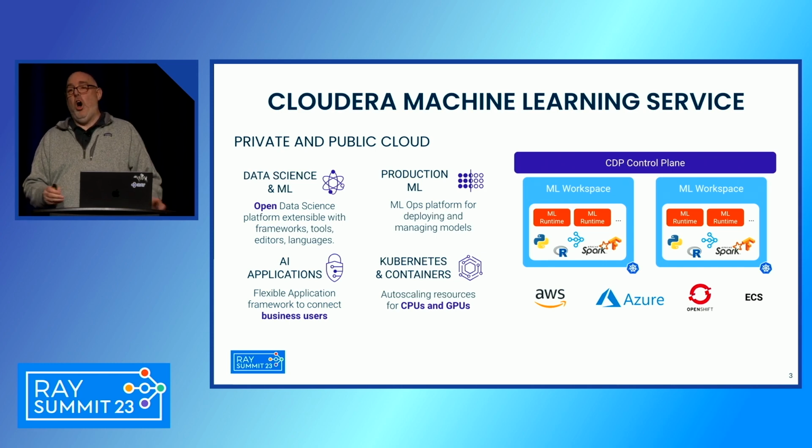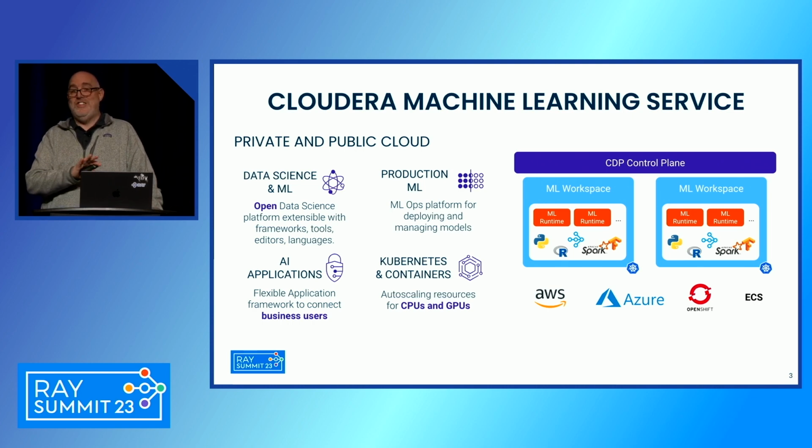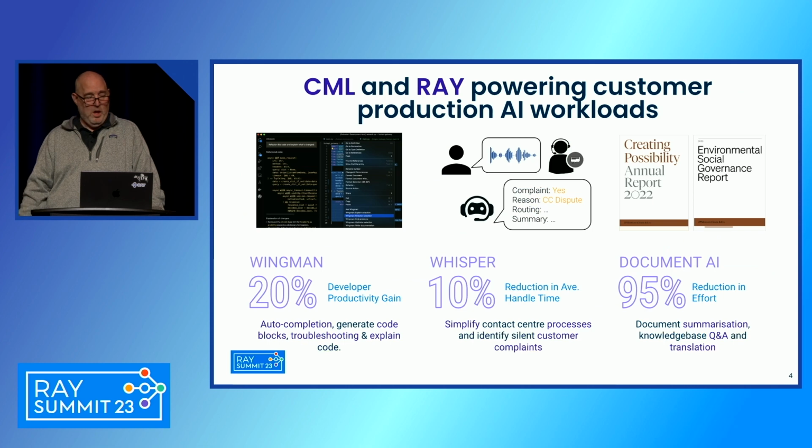And then finally, all this is built on top of Kubernetes. So we want to make it easy for auto scaling of resources, CPUs and GPUs. We make that easy on the public cloud and the private cloud and the hybrid. And then finally, why we're here today is our customers have been deploying and using Ray in CML for over a year now.